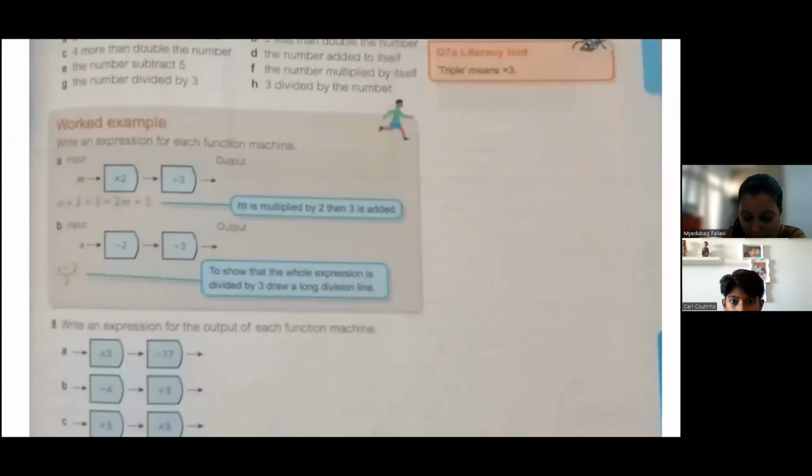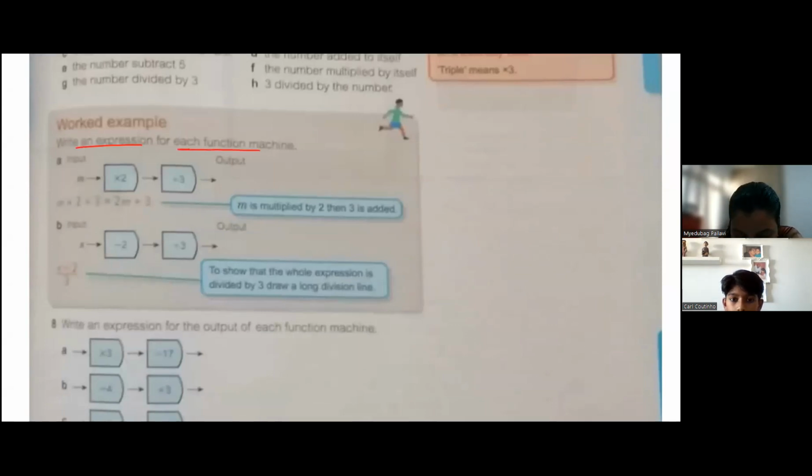We have to write an expression for each function machine. Now the input has been given. This is the input, and the steps they have given are what we have to do. There is a variable m. The next step is we have to multiply it with 2. The multiplication sign is there and 2 is there, so that means this variable m is multiplied by 2.